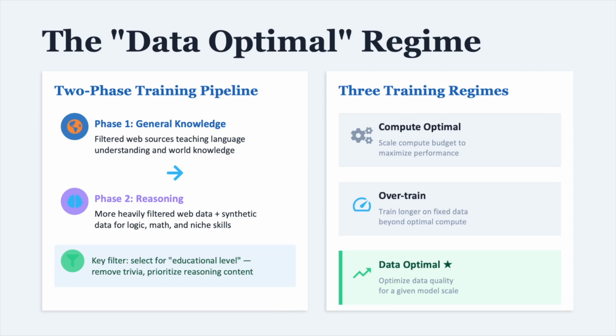For very large models, that data is fine, but for smaller models, it can be a waste of capacity that could be used for reasoning. So training happens in two stages. First, broad web data builds general language understanding. Then, more filtered data and synthetic examples make reasoning and specialized skills stronger.